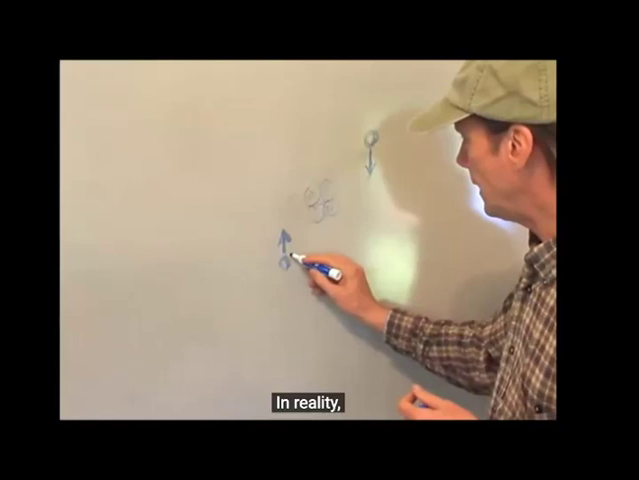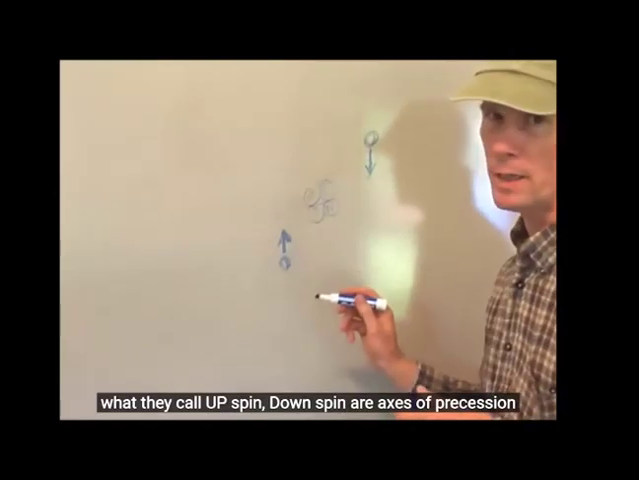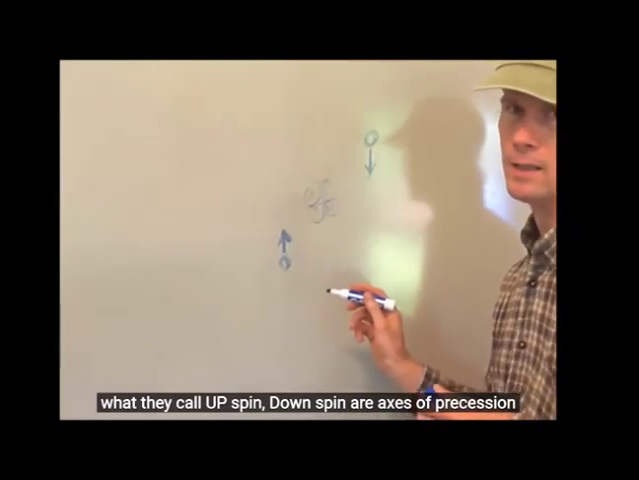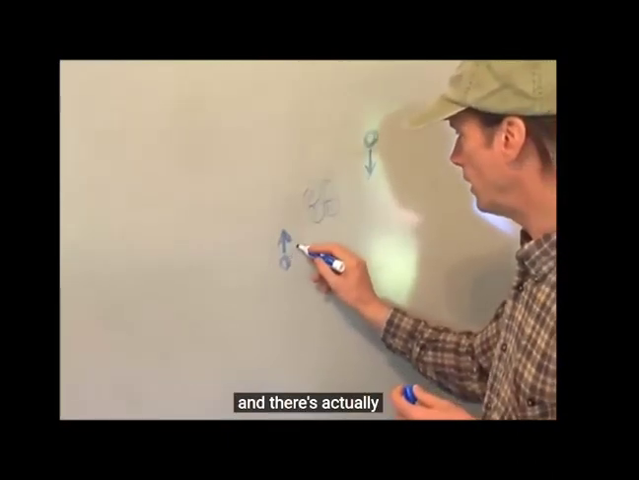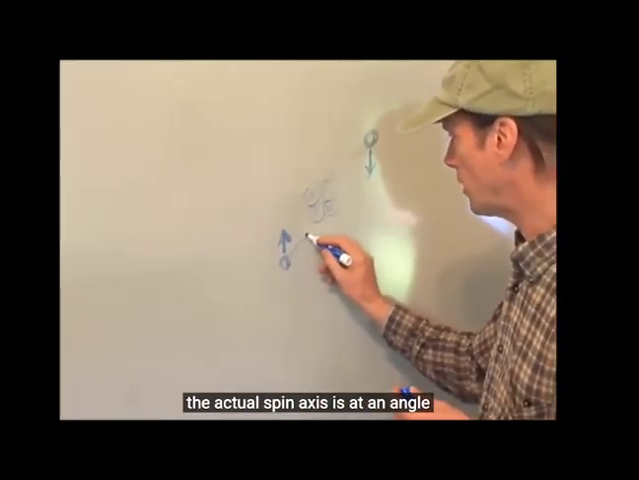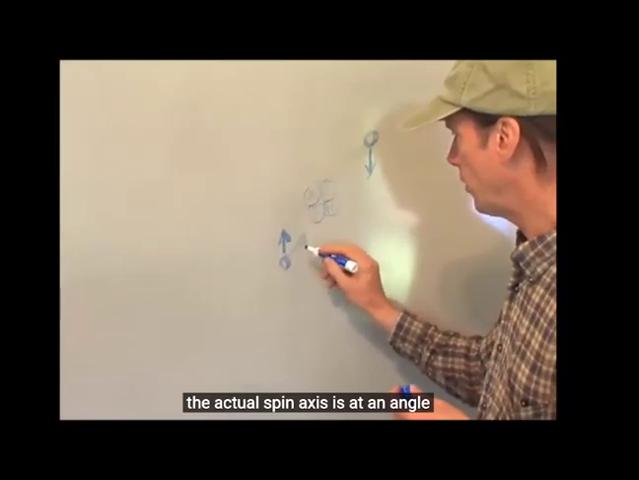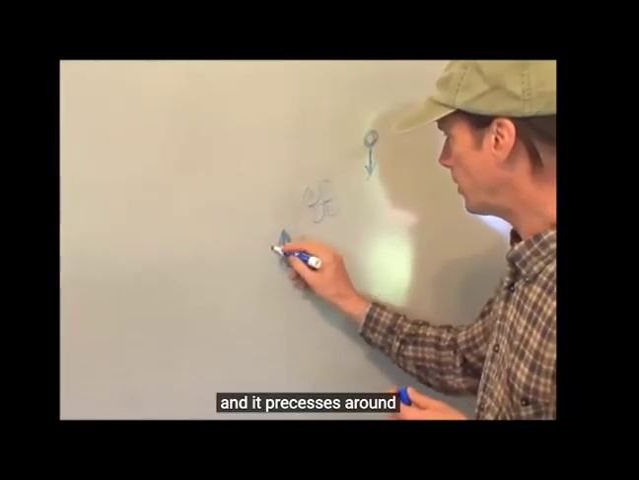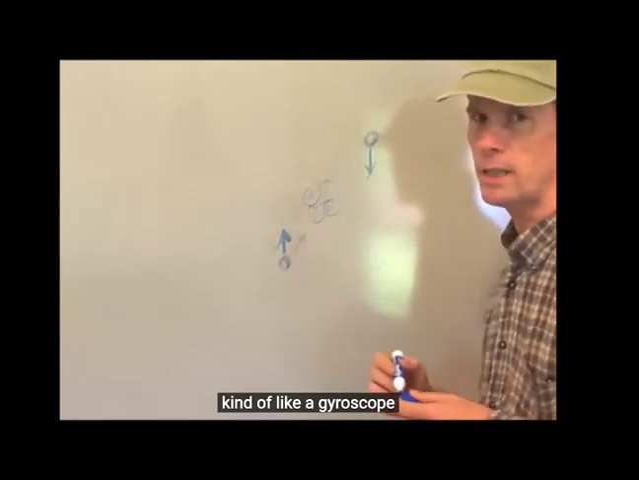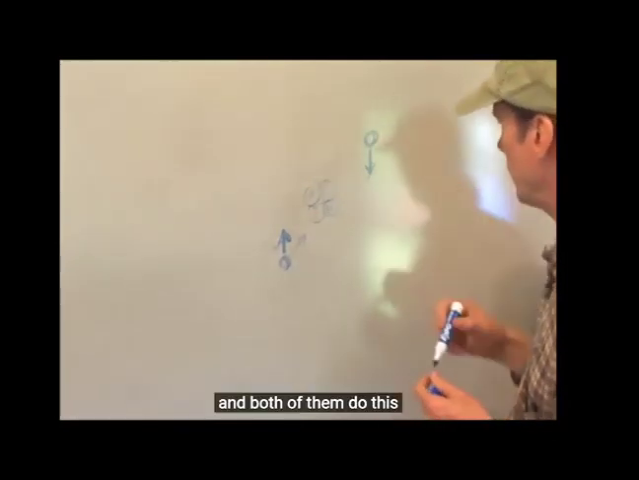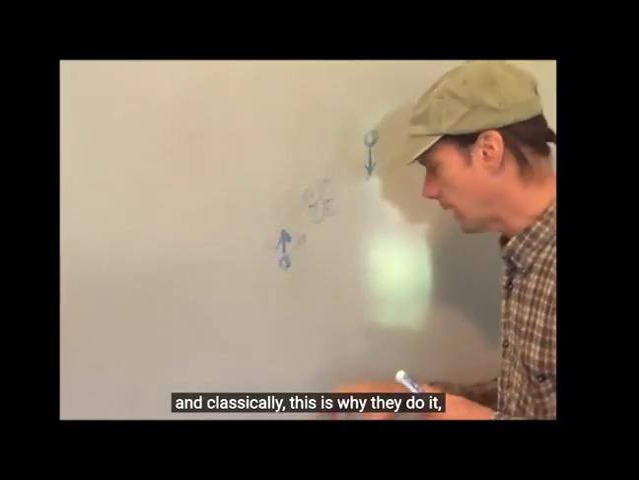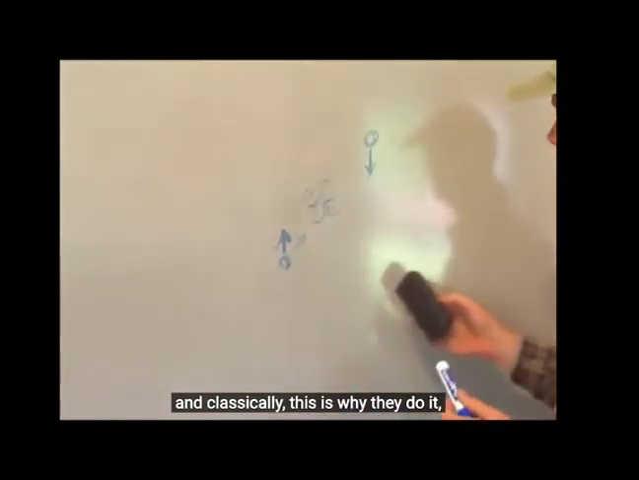In reality, what they call upspin, downspin are axes of precession. And the actual spin axis is at an angle, and it precesses around, kind of like a gyroscope. And both of them do this. And classically, this is why they do it.